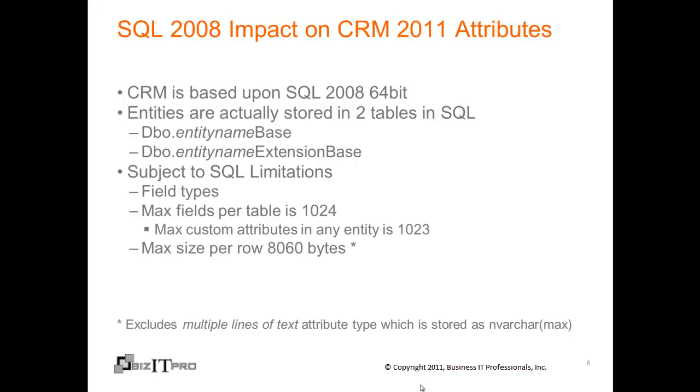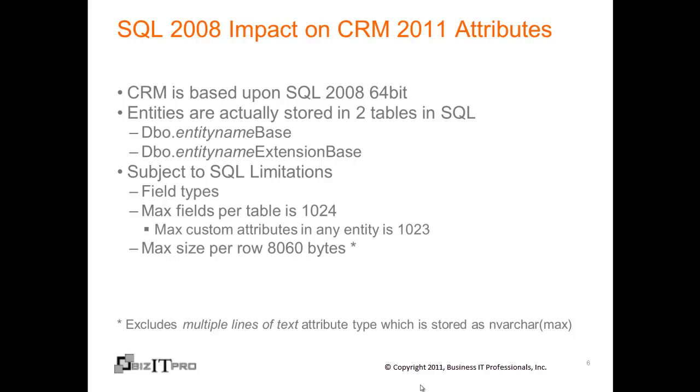This would include anything that comes from Microsoft as far as a base solution or system solution. On the other hand, the entity name extension base file is where CRM creates any custom attributes that we add to either our custom entities or our customizable entities.